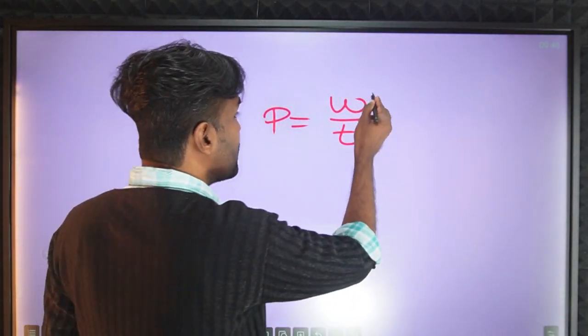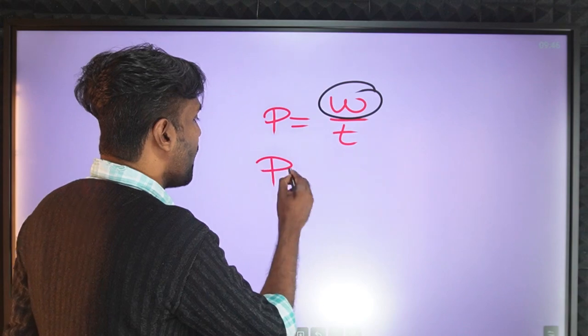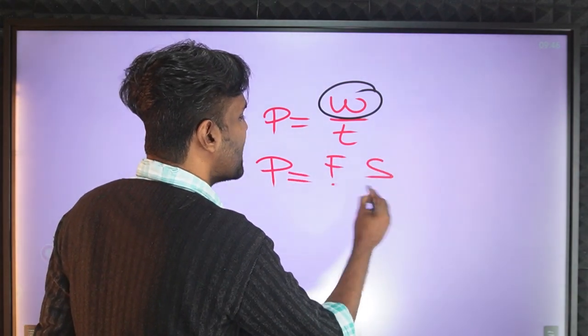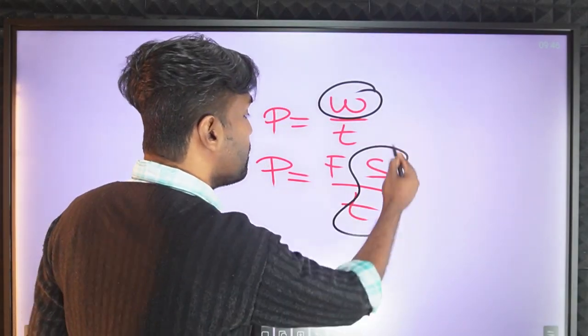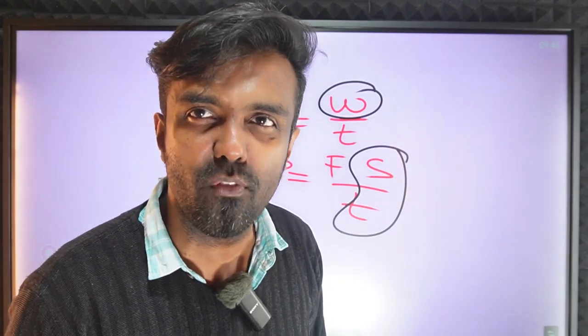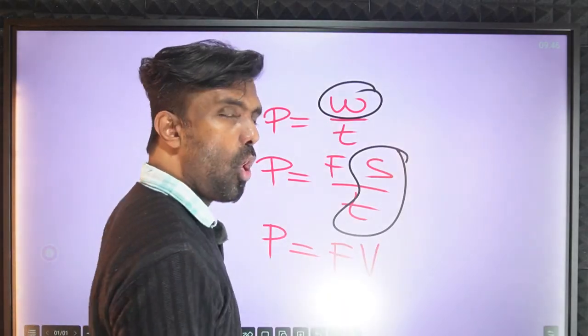And guys, we know that the work done is force into displacement. So the power is equal to force into displacement, divided by time. Clear? And the displacement by time is the speed or velocity. That's why power is equal to force into speed or force into velocity, that is the power.